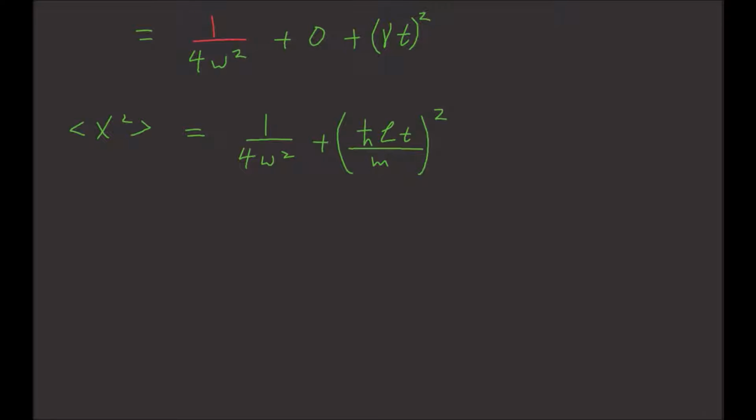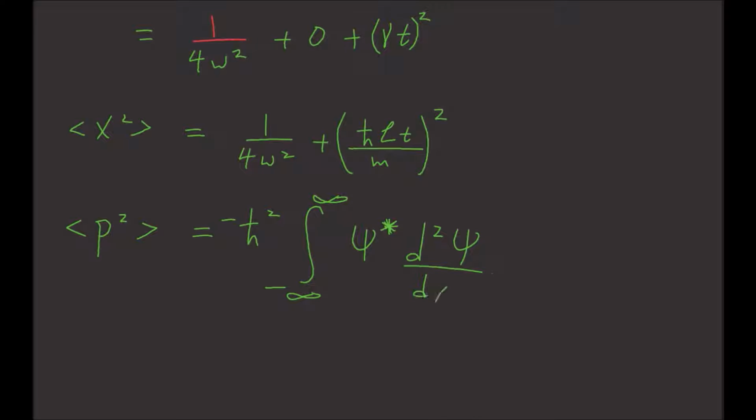Alright, so now let's go to the big piece. The big piece is the expectation value of p squared. This is not as simple as the last one, so you cannot just take the time derivative here, because again these are operators, right? So let me show you. This is minus h bar squared times the integral from minus infinity to infinity of psi star, the complex conjugate of psi, times the second derivative of psi, dx.